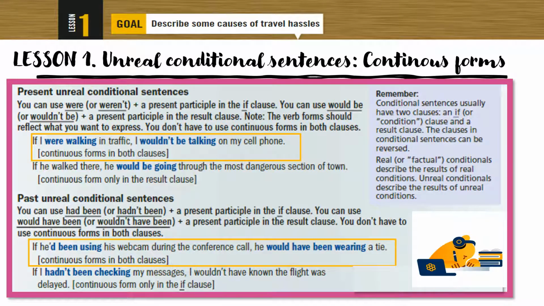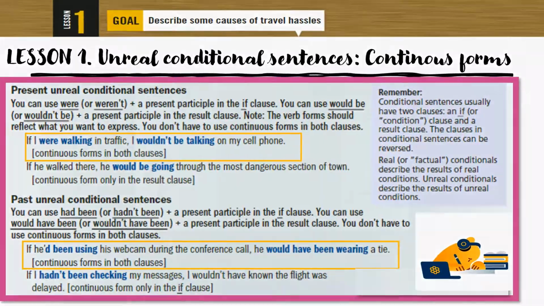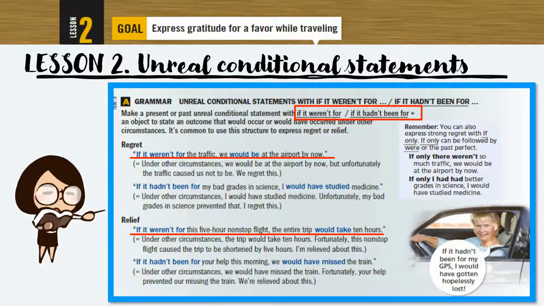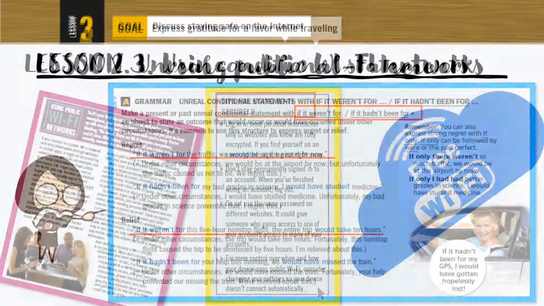to real conditional sentences, continuous forms to express actions in progress, for the reason you have present and real conditional sentences and past and real conditional sentences. In lesson number 2, there is another new grammar, that is unreal conditional statements to express regret or relief according to the situation. And of course, you will have a lot of exercises to practice a little bit more.